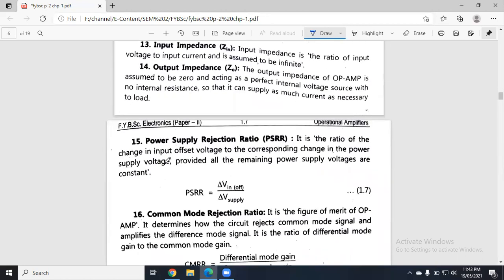Next one is your power supply rejection ratio, PSRR. It is defined as the ratio of change in input offset voltage divided by change in power supply. Correct. This definition is also going to be important. For 1 mark, they can ask you this: what is PSRR, or define PSRR.